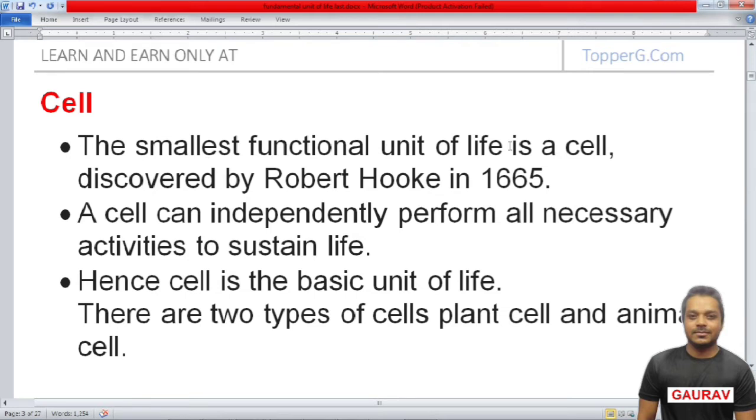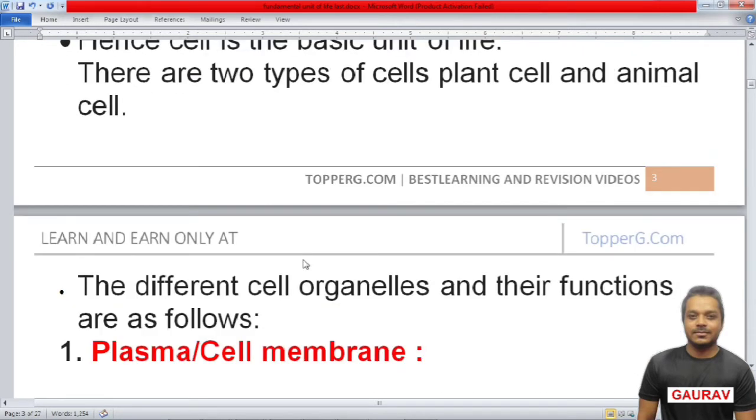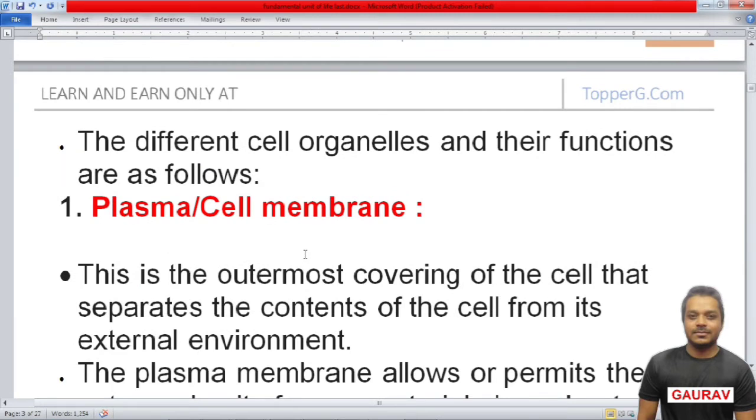Cell. The smallest functional unit of life is a cell. Discovered by Robert Hooke in 1665. A cell can independently perform all necessary activities to sustain life. Hence, cell is the basic unit of life. There are two types of cells, plant cell and animal cell. The different cell organelles and their functions are as follows.